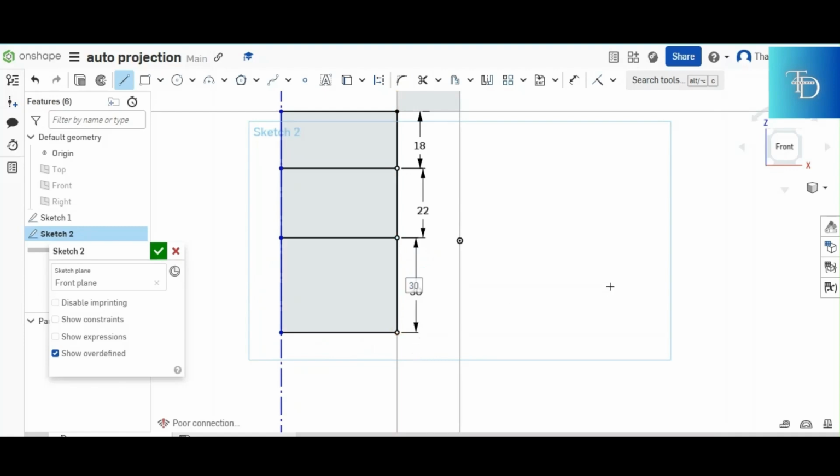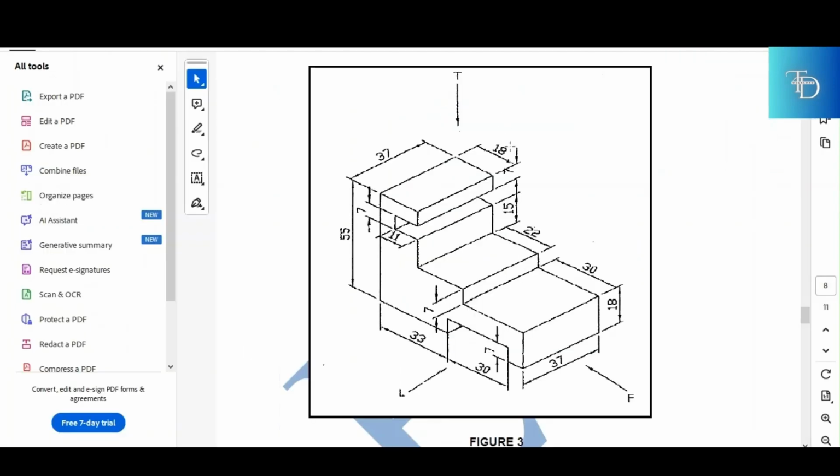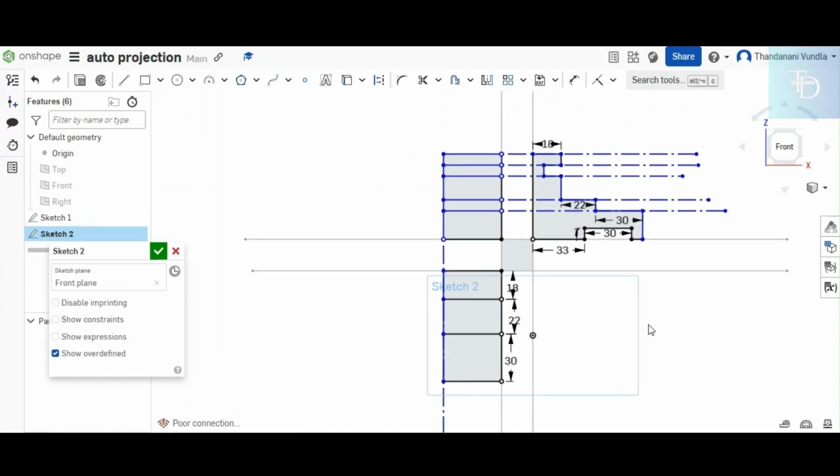Just like that. And you are done with what? With the top view. And now you are done with what? With the orthographic projection. You are done with the whole question. So, ladies and gentlemen, congratulations. You are done with the first angle orthographic projection question.